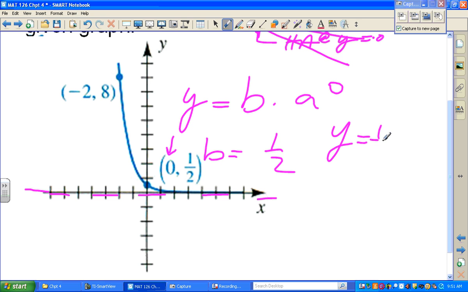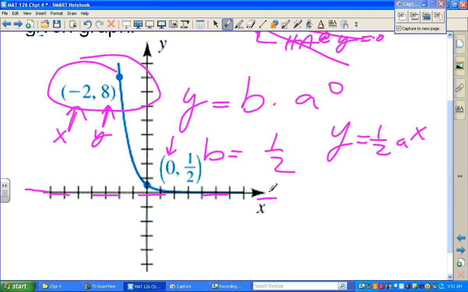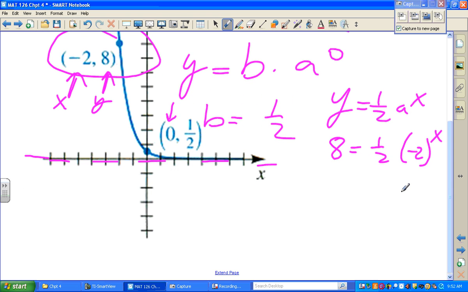Y equals 1/2. How do I find a? This one. Yeah, plug in x, plug in y, and see what you get. 8 equals 1/2 times -2 to the x. Oh my gosh. -1 equals 8. X equals -8. No, these are exponential equations. Remember our first motto? No! To get the same base.